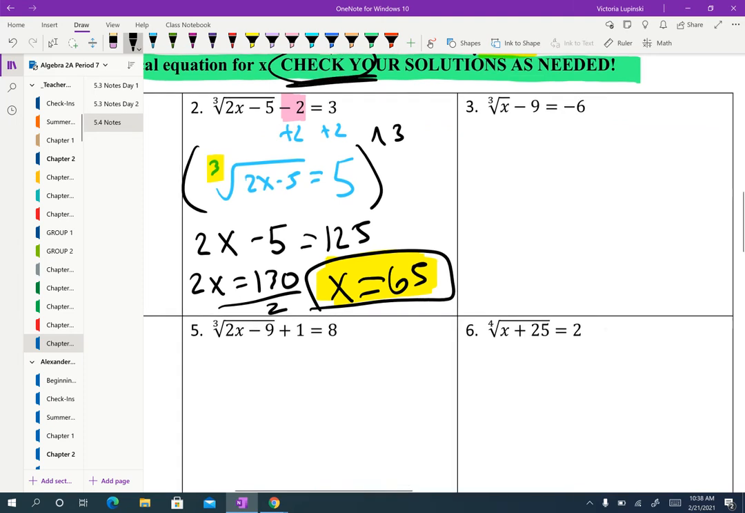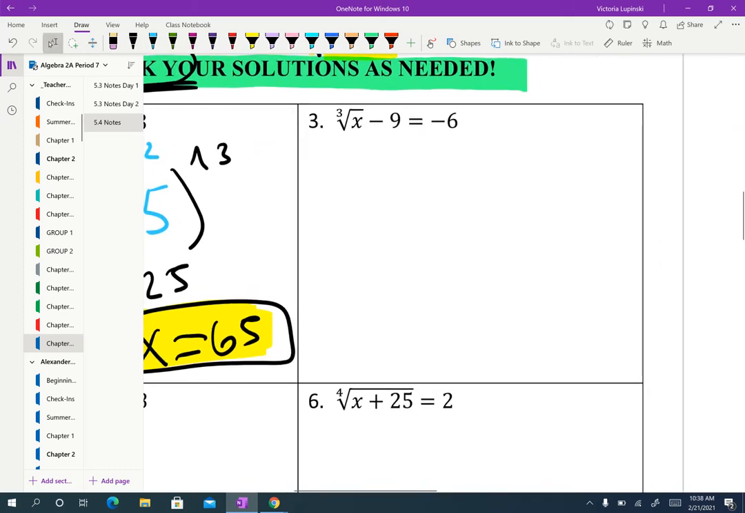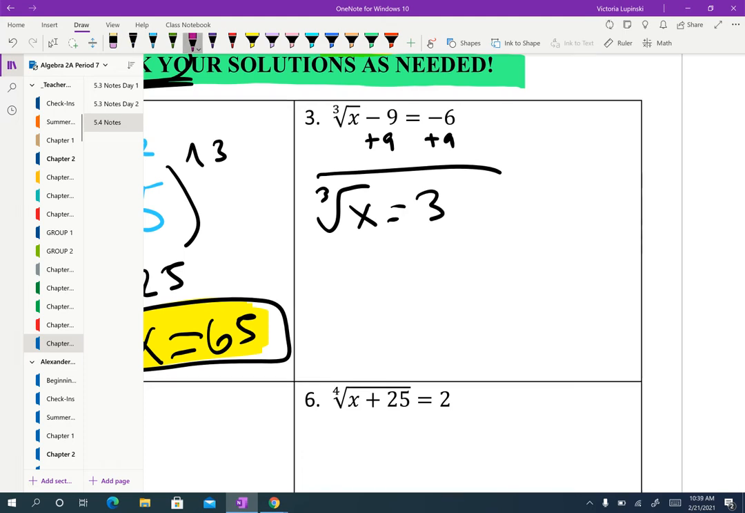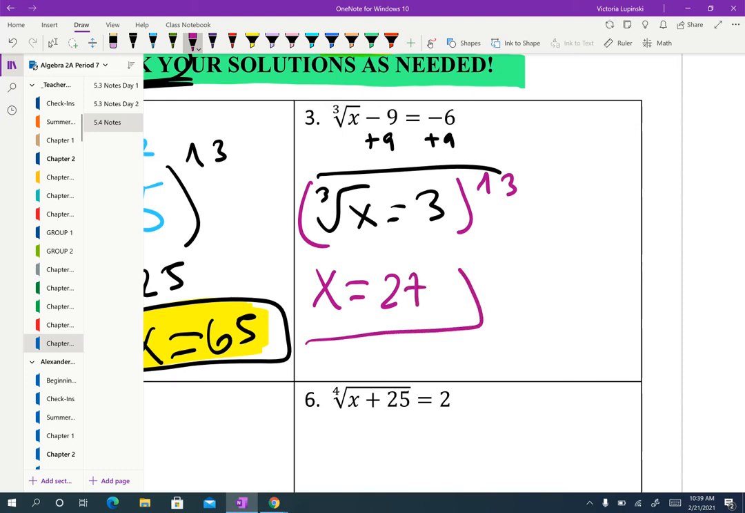And then here in number 3, again, anything that is outside of the radical is fair game. So you're going to go ahead and add the 9 to both sides. That is going to give you the cube root of x is equal to 3. A cube root is a 1/3 power. So the way that you get rid of a 1/3 power is by cubing both sides. That's going to give you an x on the left. That's going to give you a 3 cubed on the right. So you're going to go ahead and get an answer of x equals 27.